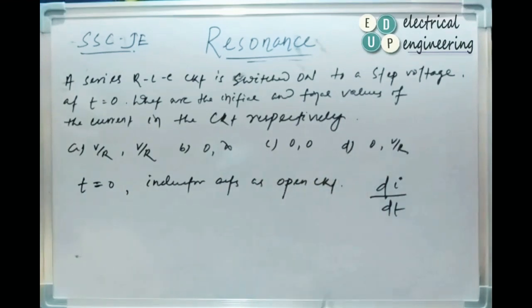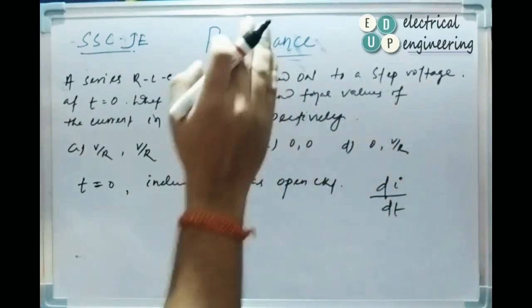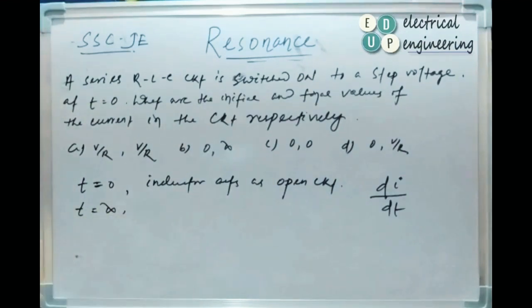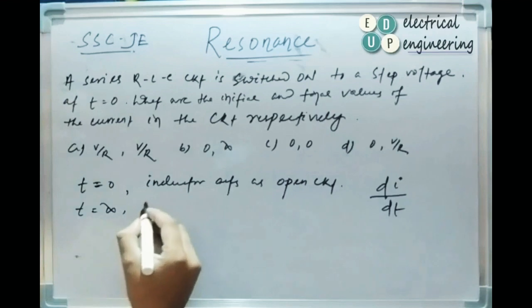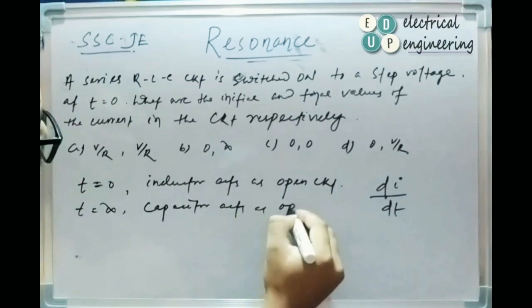At infinity, the final values will happen at t equals infinity. So at t equals infinity, the capacitor will act as an open circuit. After getting fully charged, the current through the capacitor is 0 because it has obtained the maximum potential difference between its plates. So no more charging currents. Current is 0, so it will act as an open circuit. So the capacitor acts as an open circuit.